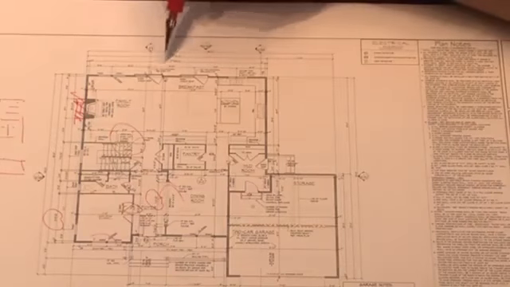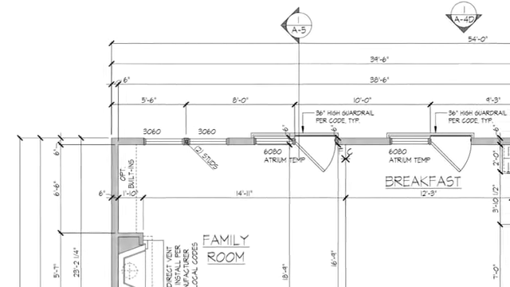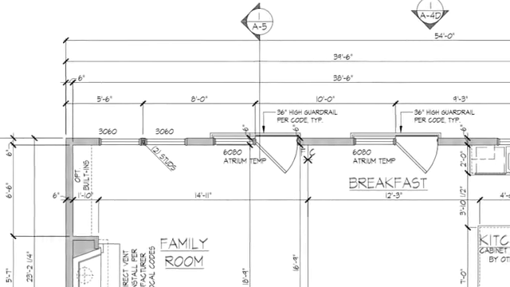If you look across the back of the house, again, you're going to see the same nomenclature. You see 3060, so here's a twin 3060 window.